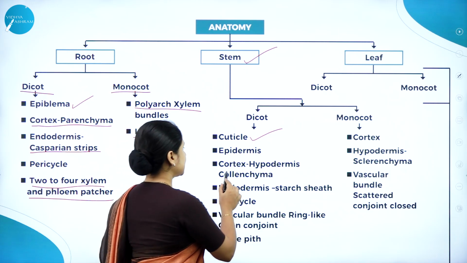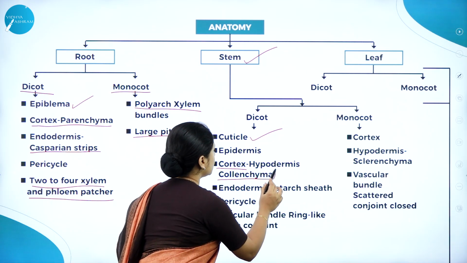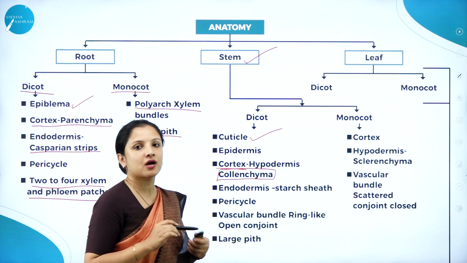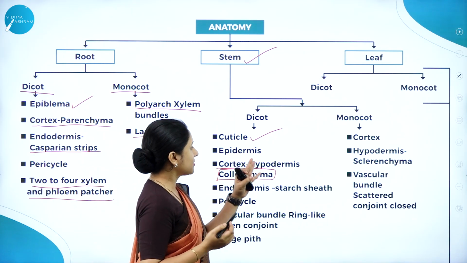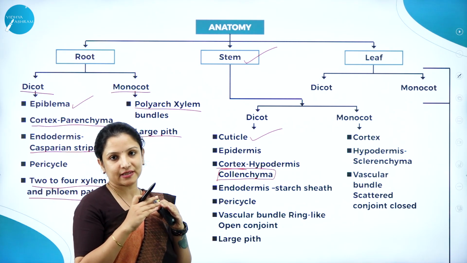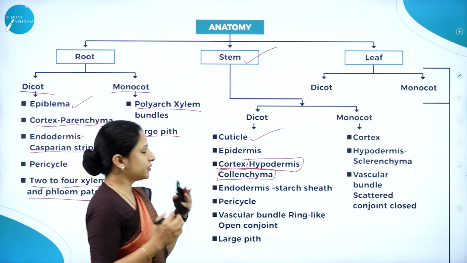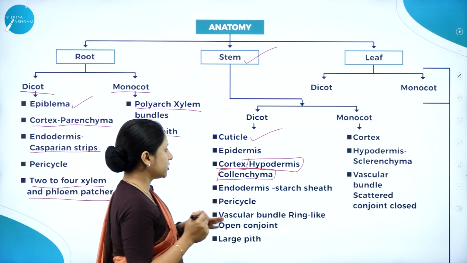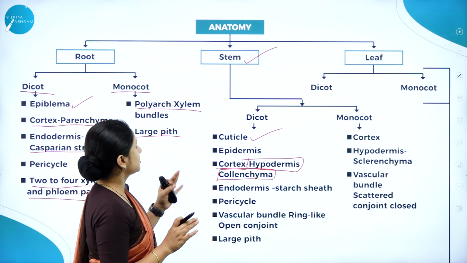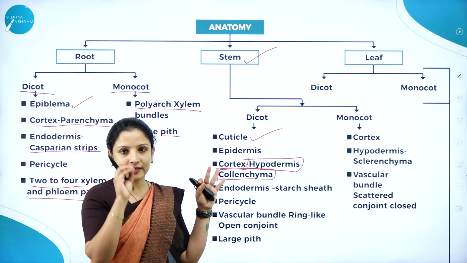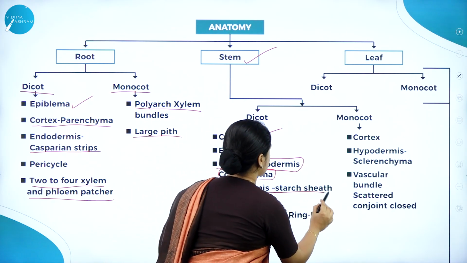Below the epidermis is present the cortex, and in the cortex it is made up of collenchyma cells only, wherein the parenchyma cells, which are closely arranged with depositions, we call collenchyma. That layer which consists of the collenchyma cells, that cortex layer, is called the hypodermis. Next, below the hypodermis, there is the endodermis, and this endodermis is also called the starch sheath in the case of dicot stem, because the endodermis has depositions of starch in it. So that is why it is also called the starch sheath.